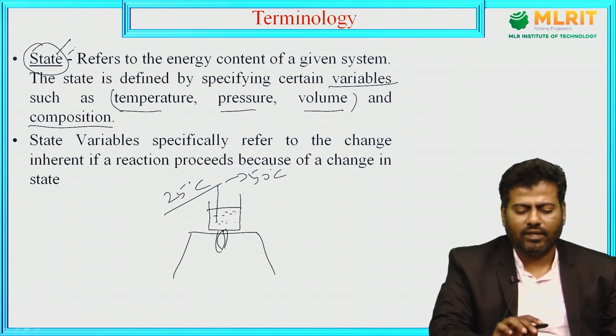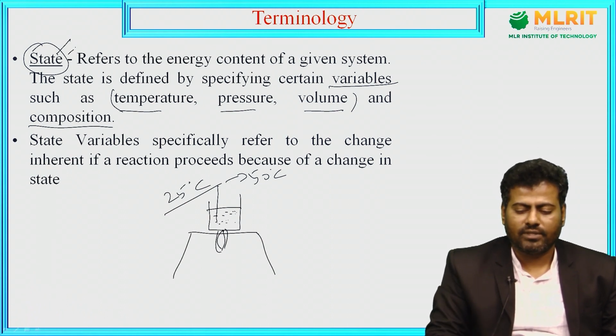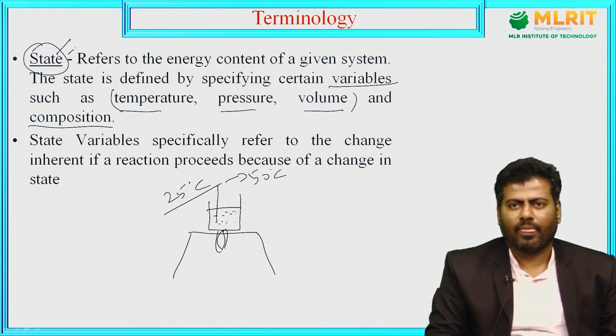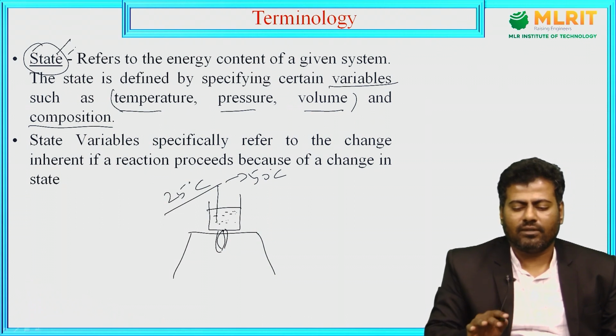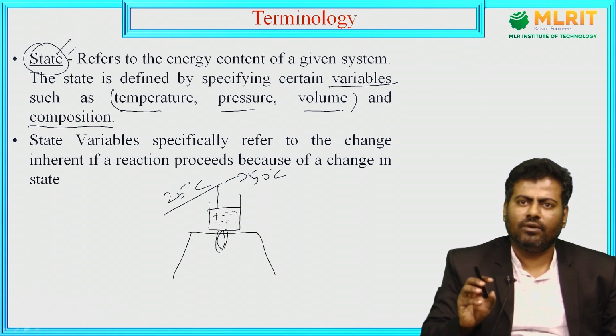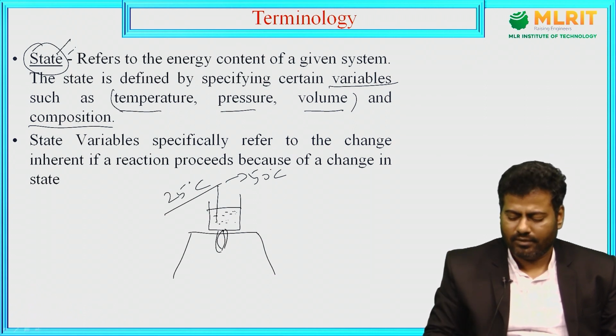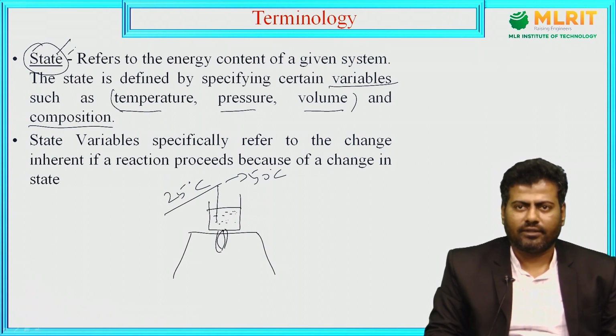The state variables specifically refer to the change inherent if a reaction proceeds because of a change in state. So the state variables are temperature, pressure, and volume. They refer to the change inherent if the reaction proceeds because of a change in state. To mention these variables, the system is supposed to attain the equilibrium condition, giving measurable quantities, measurable properties, that I can find out. So it belongs to this state.